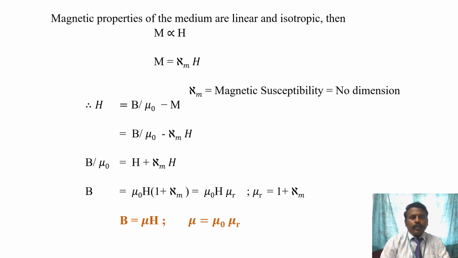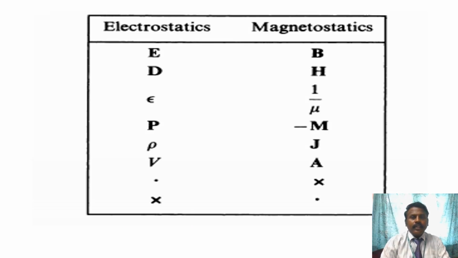Then the magnetic properties of the medium are linear and isotropic. This is given by M directly proportional to H. Then we remove the direct proportionality by a constant called magnetic susceptibility. This magnetic susceptibility does not have any dimension. So we can write H equal to B by mu naught minus chi M into H. From that we can find the total value of B and mu r, where mu r is the relative permeability, which is equal to 1 plus chi M. Then this is the comparison of electrostatic and magnetostatic.